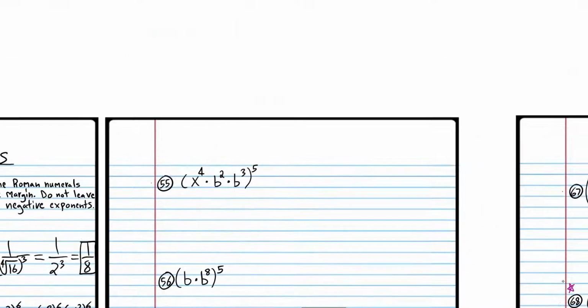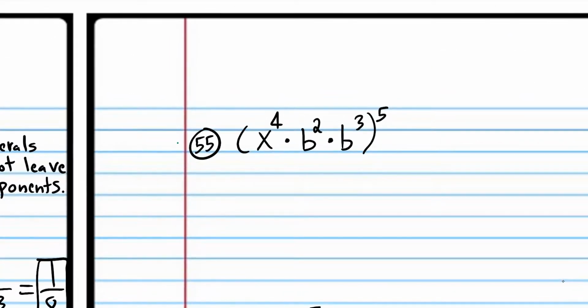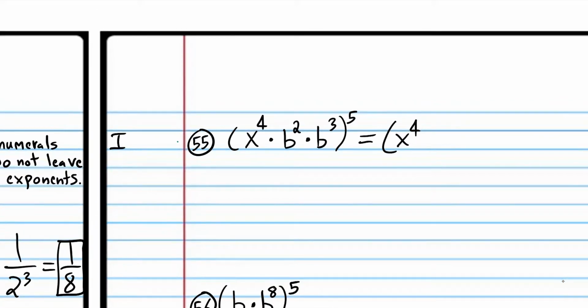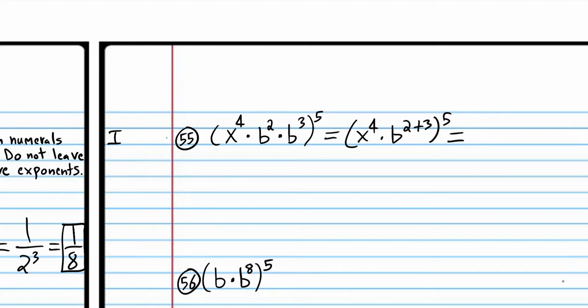All right, we're back. So we're going to combine these powers because they have the same base. So that is rule number 1. So we're going to add the exponents. That's what rule number 1 tells us to do. And so we get b to the 5th power.